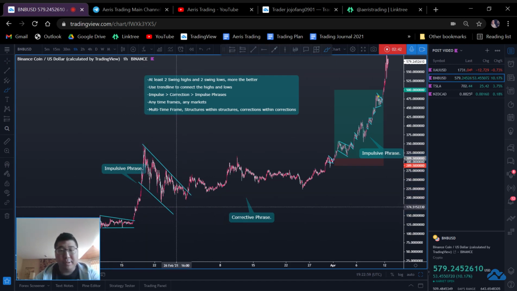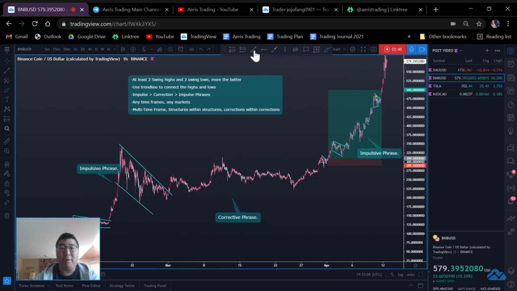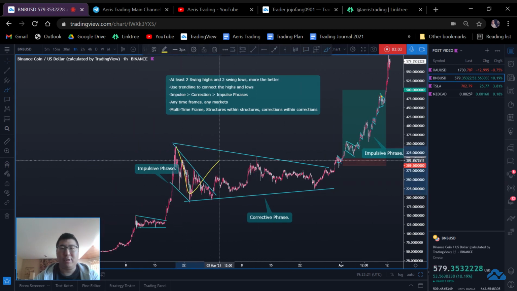But once you see this move push up isn't as strong or as impulsive, you understand that it's likely to form a bigger correction. So again, connecting the swing highs and connecting the swing lows is how I utilize trend lines to identify a correction. Now that we're getting a little more in depth into this correction, you can see there are a few swing highs and swing lows now.